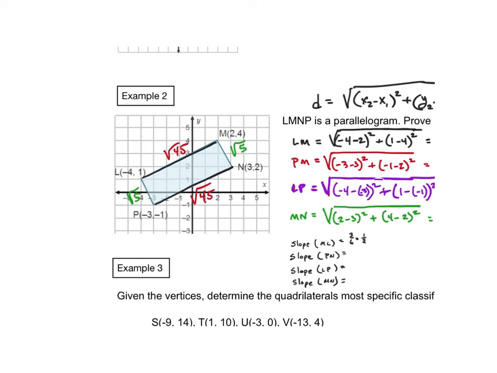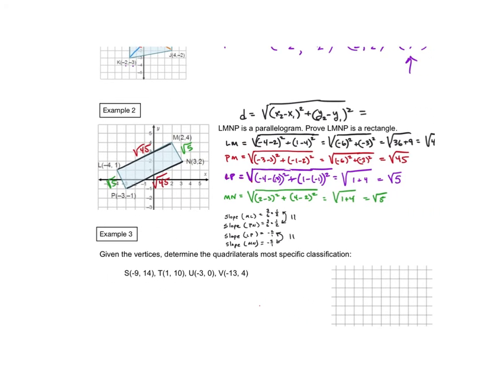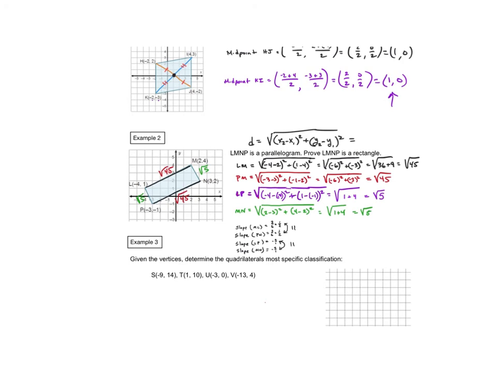So I have the same slope. The slope of LP is going to be down 1, 2, right 1. So we have -2/1. And the slope of MN is going to be down 1, 2, right 1. So again, -2/1. So we have these two sides are parallel. These two sides are parallel, so they are both opposite and parallel. So we do have congruent parallel opposite sides.